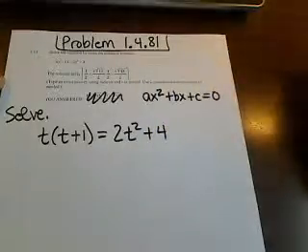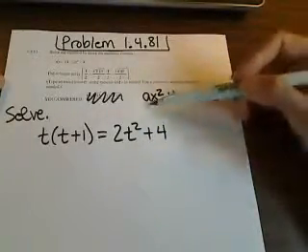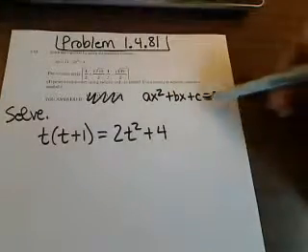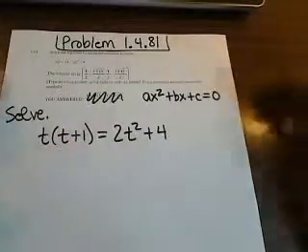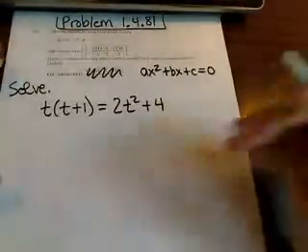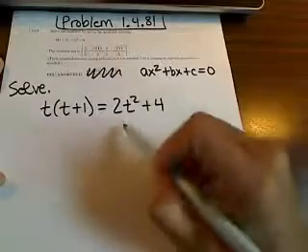So we want the quadratic set to 0 where we have everything on one side. And we can see clearly what the coefficients are of the squared term, the first power term, and then the constant. And our variable here is t. I've written that in x. It's the same idea. Okay, so the first thing that we need to do in this problem in order to solve it is we need to get everything on one side.